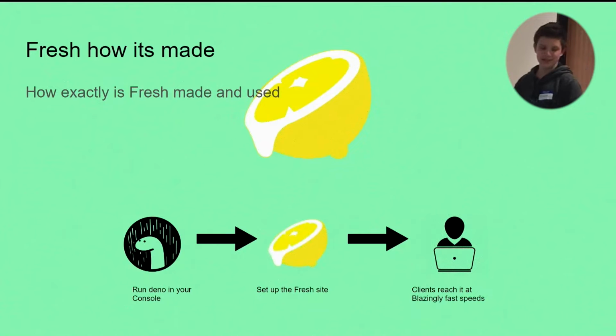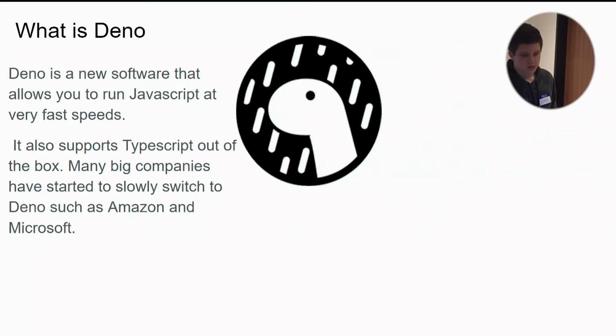Fresh, how is it made? How does this whole thing work? I've promised you something. How am I gonna follow up on it? So first you have to install Deno, which we'll get to later, and run the deno create fresh command in your console. Have the Fresh website created, write all that fancy JSX you want, set up hydration, islands, and then publish it on Vercel, AWS, Google Cloud, and then your clients will reach it at blazingly fast speeds.